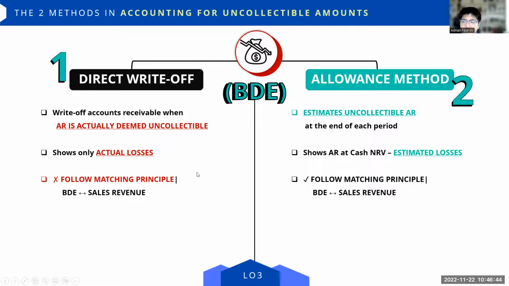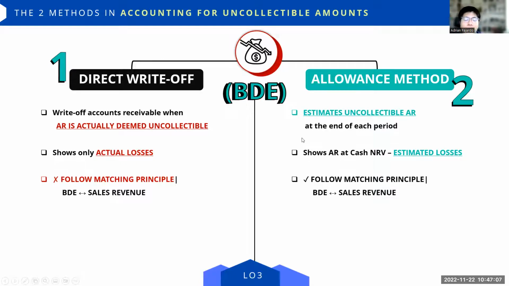On the other hand, your allowance method estimates. In the allowance method, it estimates uncollectible AR at the end of each period. And then, it shows AR at cash NRV, or it highlights the estimated losses. And then, it follows the matching principle. And that's why this one is correct.